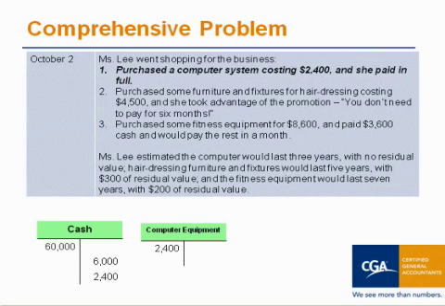On October 2nd, we went shopping for the business and purchased a computer system costing $2,400, and she paid in full. So this transaction actually affects 2 asset accounts. So you see 2 green accounts in front of you. The computer equipment account has a debit posting of $2,400, so we're increasing the balance of our computer equipment account, and at the same time we're going to be decreasing the cash account by $2,400 because we're told that she paid in full.